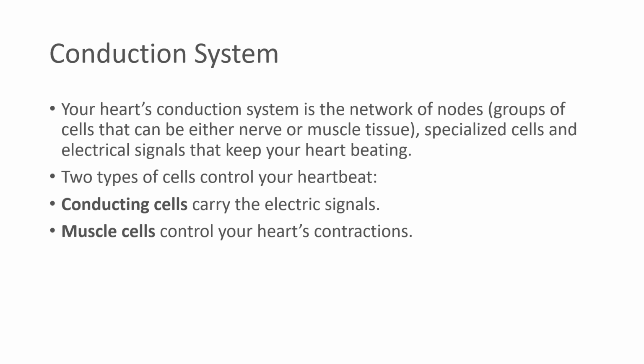There are two types of cells that control your heartbeat. The conducting cells carry the electrical signals. Muscle cells control your heart contraction. So the heart is getting contraction due to muscle, and you are getting the impulse from the cells, that is the electrical signals.